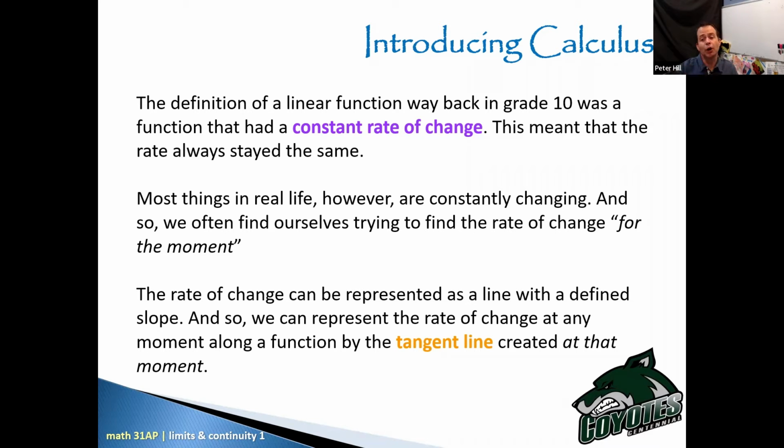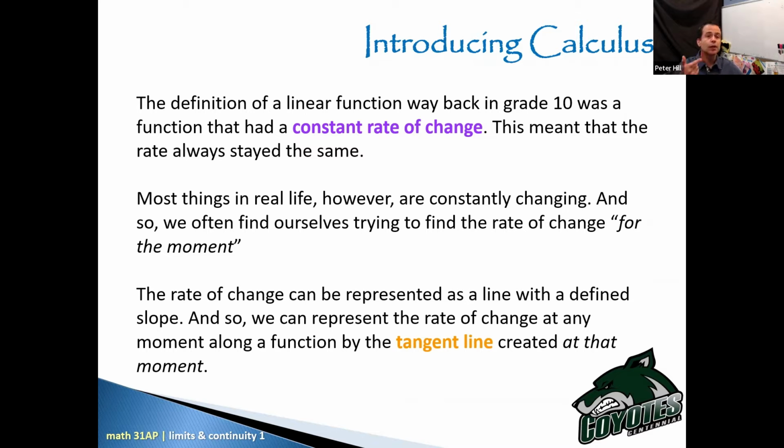The rate of change can also be represented as a line with a defined slope. And so we can represent the rate of change at any moment along a function by creating a tangent line at that moment. Now, just to make sure we're all on the same page, a tangent line is a line that will hit another function once and only once.